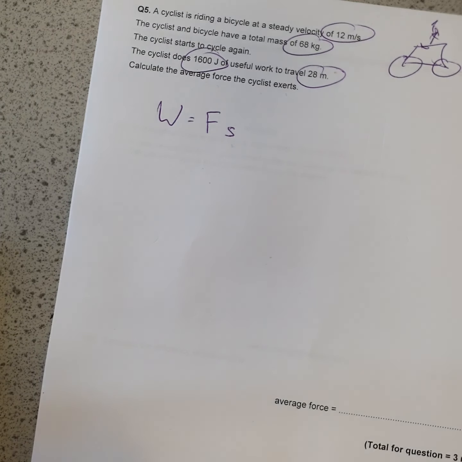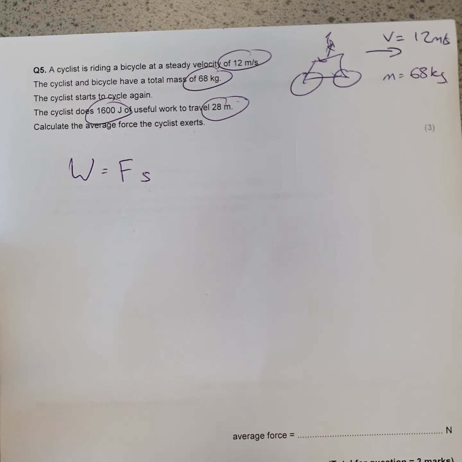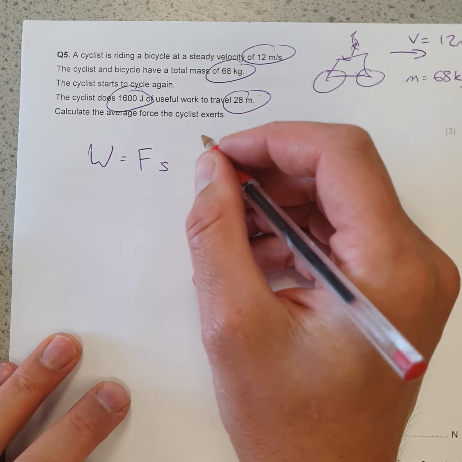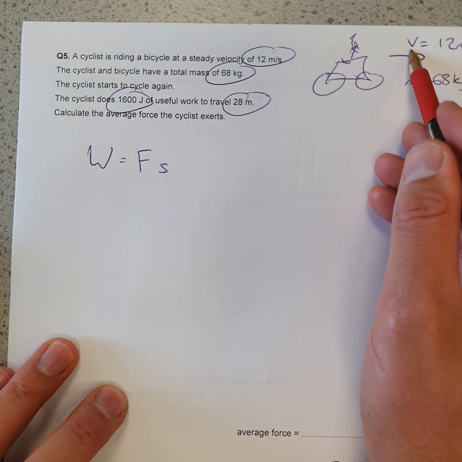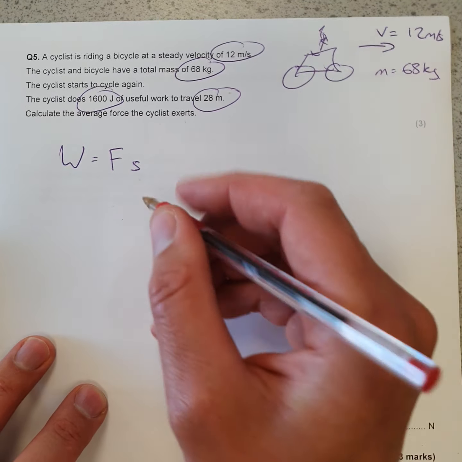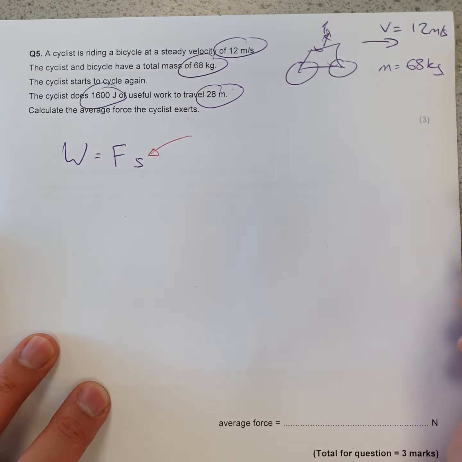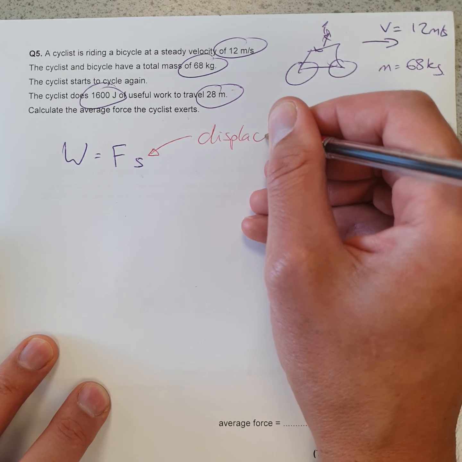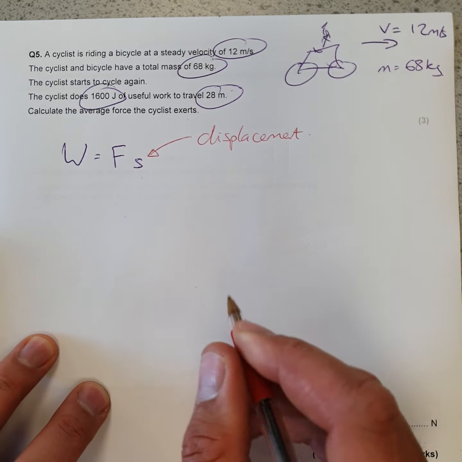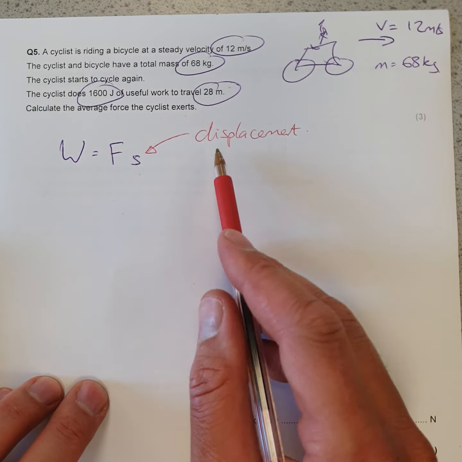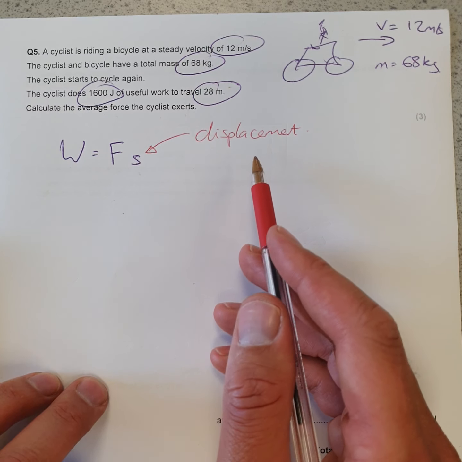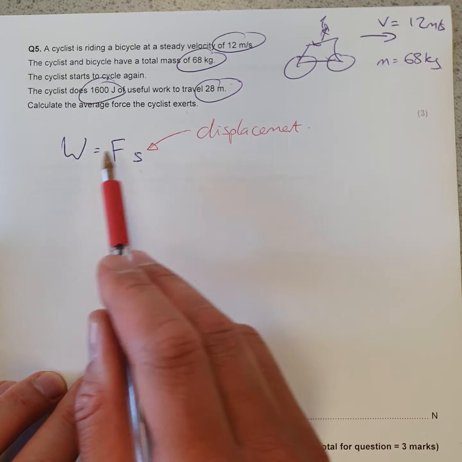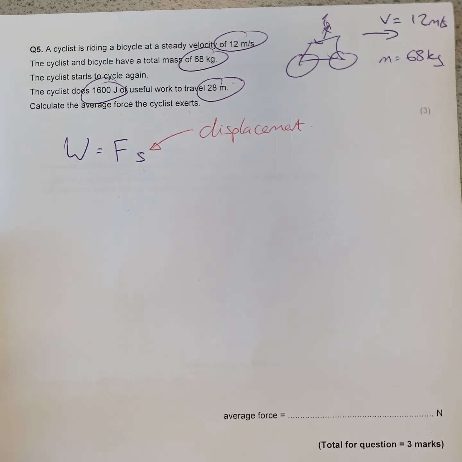Now, it's really key here to know what S means. S is not the speed. You remember speed, we used a V for velocity for speed. S, I'm going to do it in red here, S stands for the displacement. So that's just the distance in a set direction. So we need a displacement, force, and the work done.